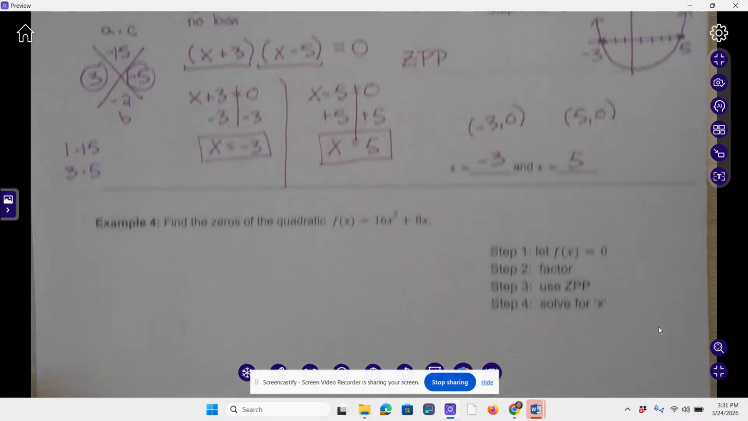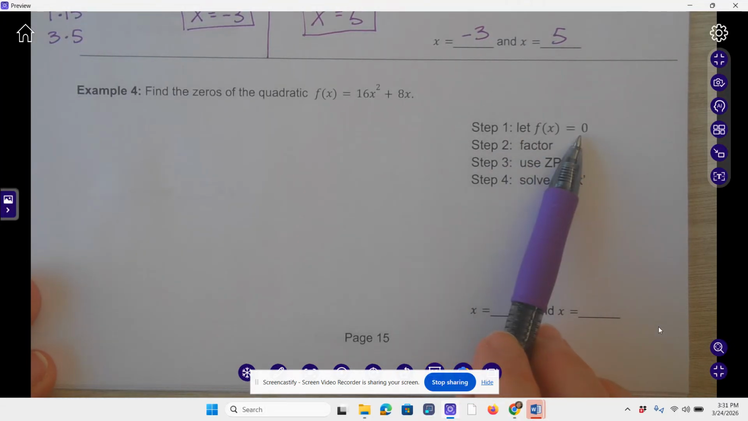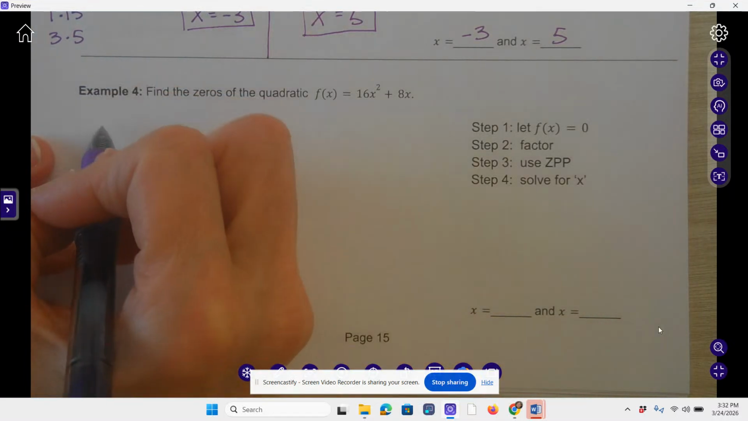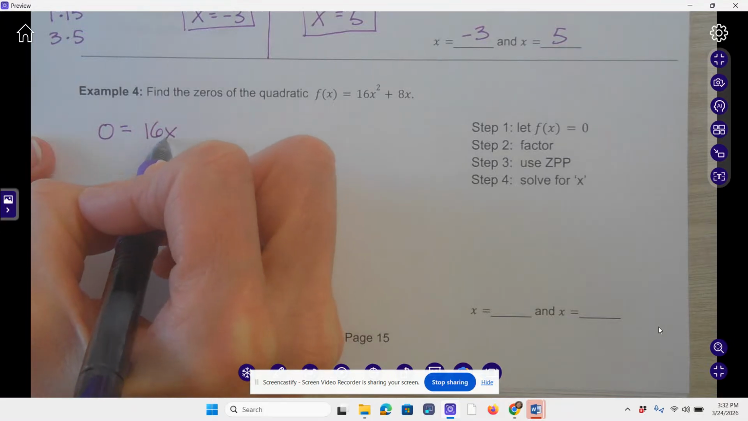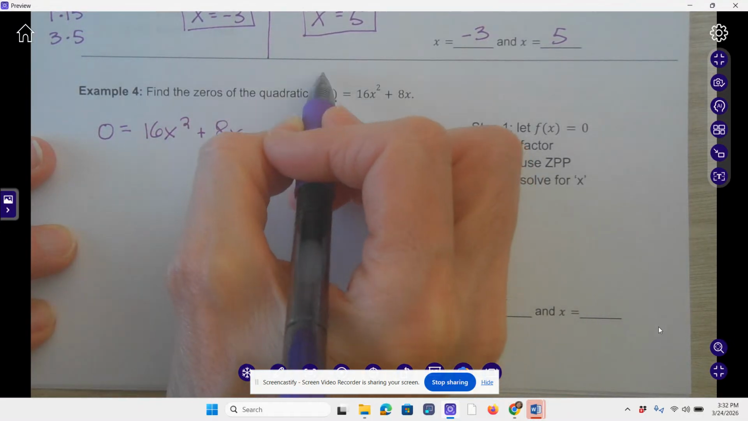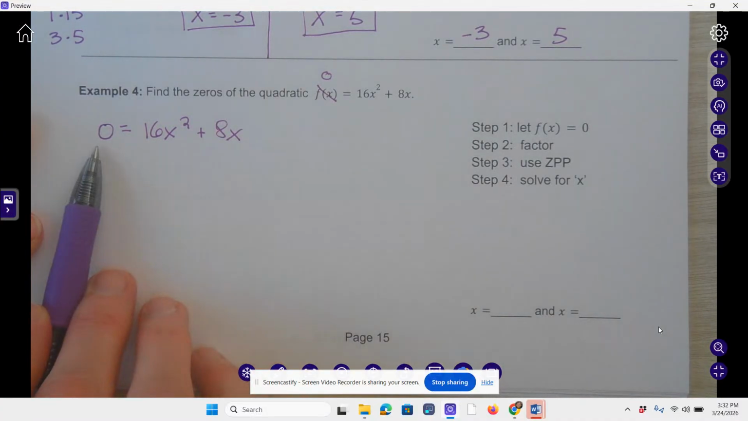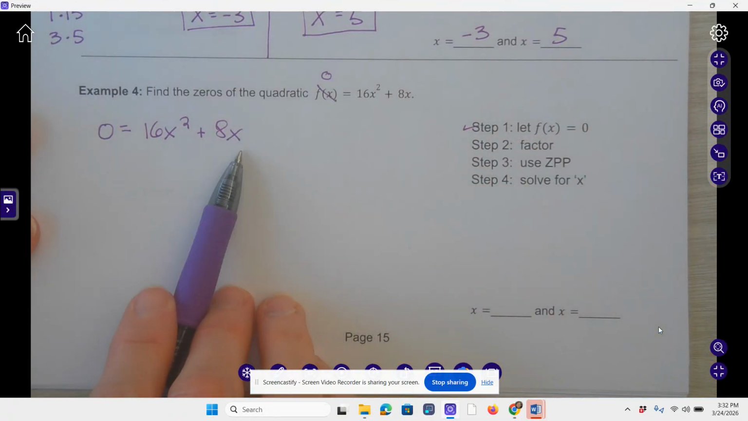So on to number 4, example 4. Same thing. Set it equal to 0, or let f of x equal 0. So that's our first step. Instead of f of x equals 16x squared plus 8x, I'm going to replace this f of x with a 0. Remember, I'm finding where y is 0. So that's why I set my output equal to 0. Okay, we did that. Now we want to factor this.